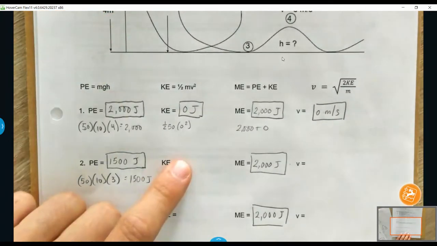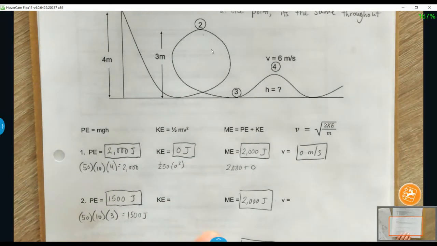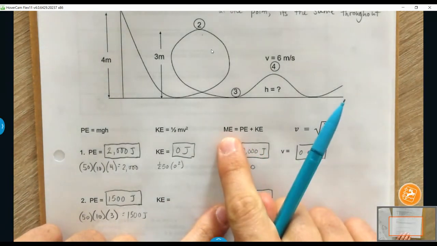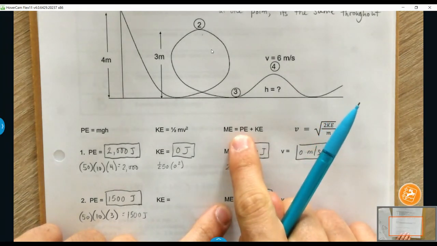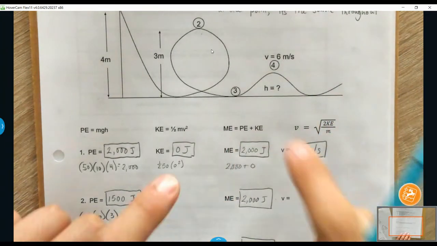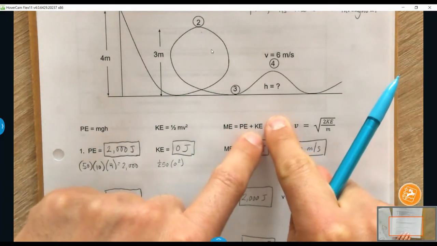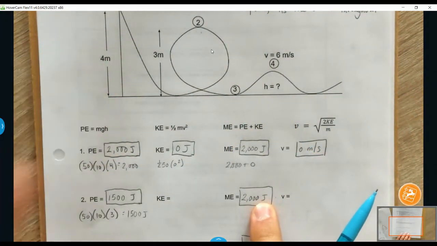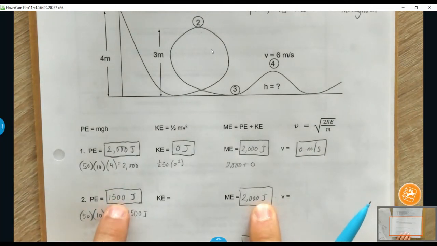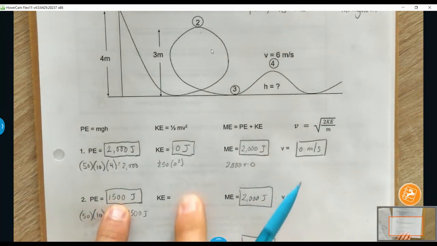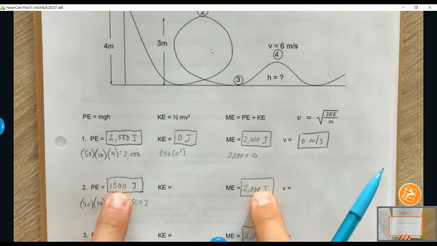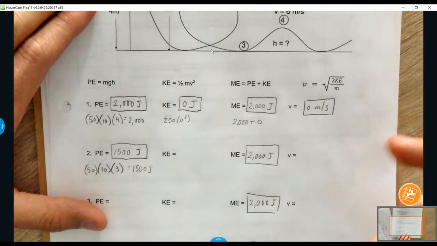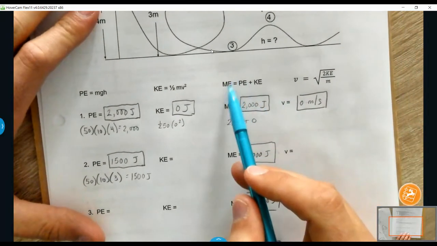So here, we don't have velocity for point 2, but what we do know is that the mechanical energy is 2,000. Now mechanical energy is potential plus kinetic. No matter what, once you know what it is at one point, it's the same throughout the whole thing. So if we know it's going to be 2,000, and we know potential is 1,500, what would kinetic energy have to be in order for mechanical to be 2,000? I'm just going to reverse this. If you know one or two of these, you can find the missing one. So I know mechanical energy is 2,000.